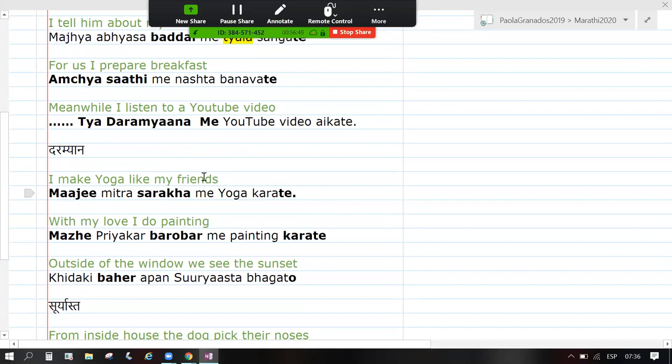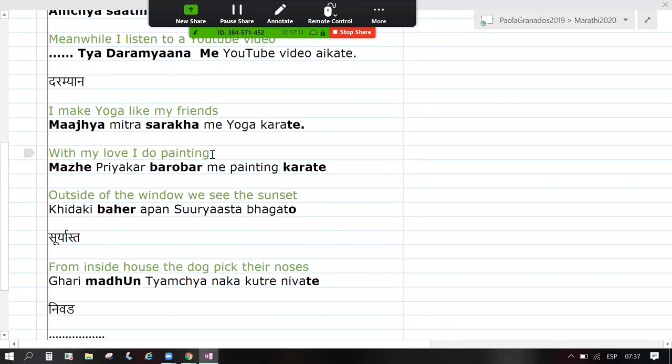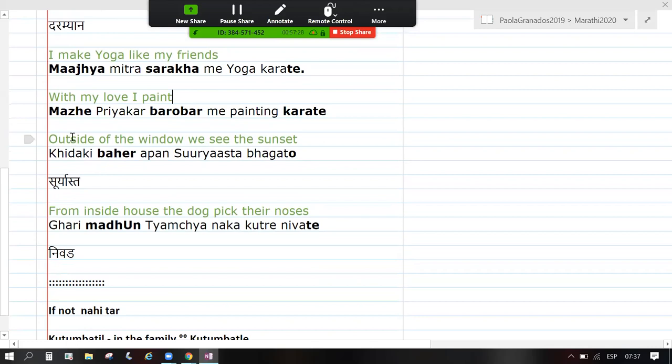Majhya mitra sarkha mi yoga karte. Not maji, it's majha. J-H-Y-A. Majha. With my love, I do painting. Majhya priya kar barobar mi painting karte. Or I paint, actually. Okay. So it will be majhya again here. So whenever you're writing a preposition, it will become majhya, tujhya, tyachya, tichya. Majhya priyakara barobar mi painting karte.